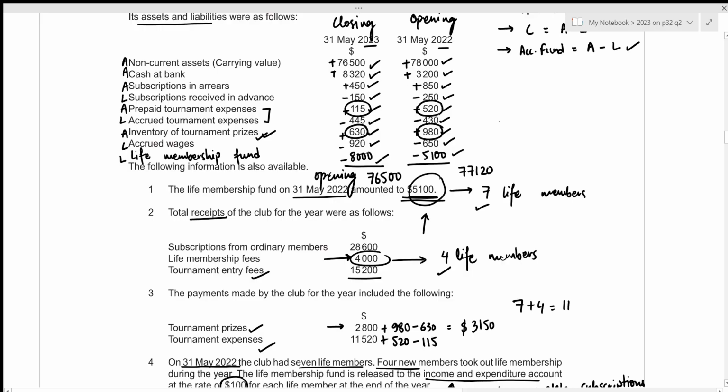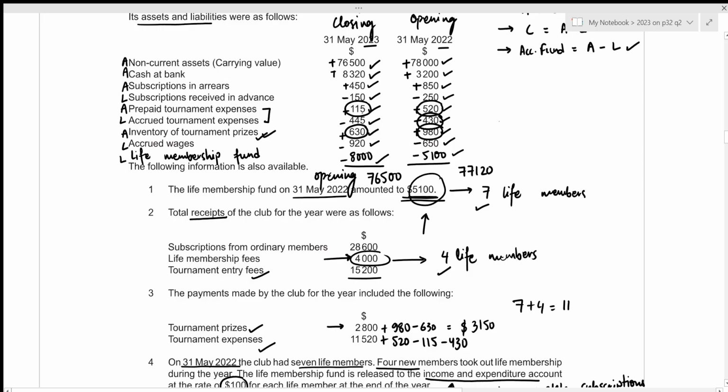For accrued tournament expenses, the opening balance is 430. So these are the tournament expenses of last year, which we are yet to pay. Again, focus on the last year. So last year expenses cannot be included in current year expenses, so we need to exclude it. That is why we'll be subtracting the 430.